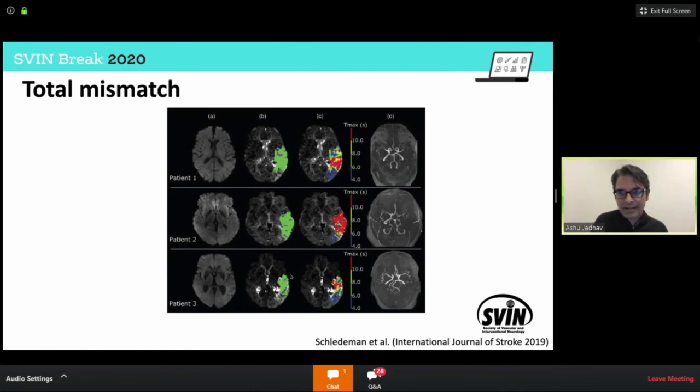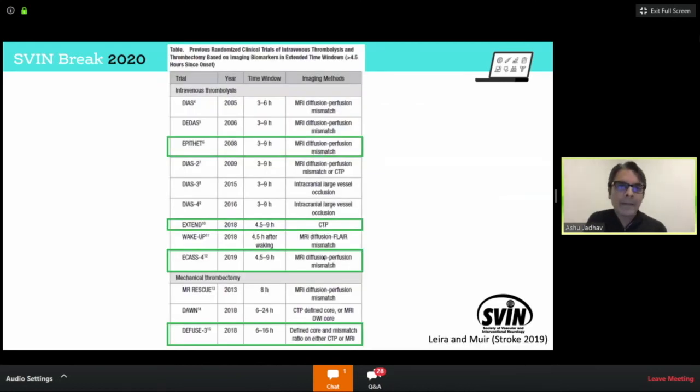So this really highlights how extreme we can have. We can have ultra-fast progressors, which is what I would call the malignant profile, and there is the ultra-slow progressor, that is the patient with total mismatch. So this is the spectrum of patients that we see.